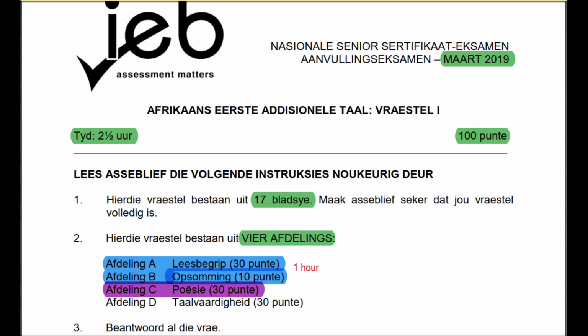So omdat afdeling C 2 gedigte het wat jy reeds gesien het en 1 ongesiene gedig, gaan ek voorstel jy spandeer ten minste 45 minute aan afdeling C. Use about 45 minutes for this section.